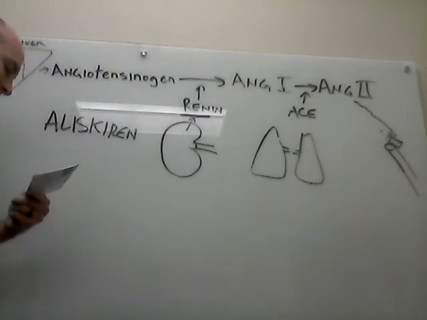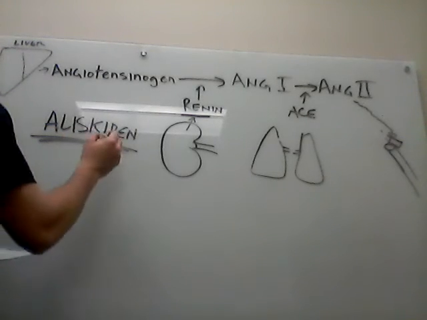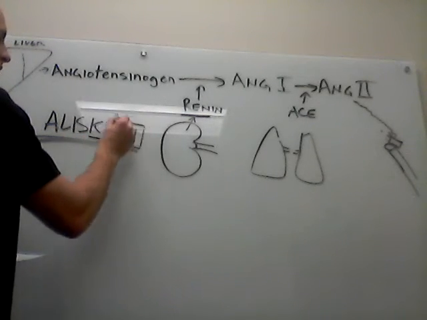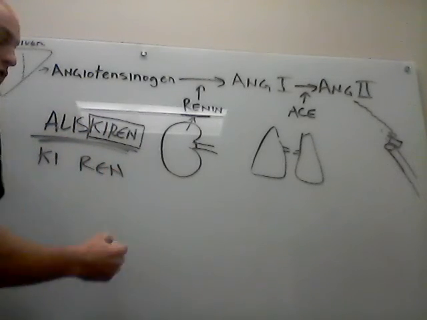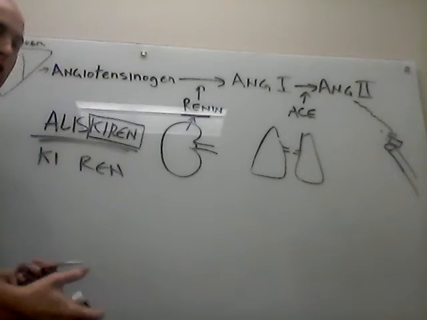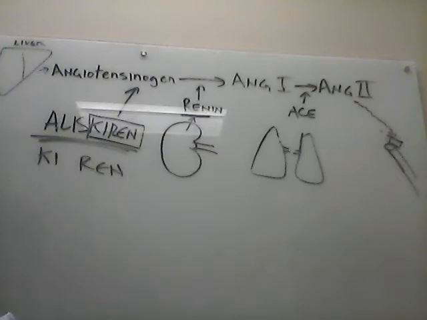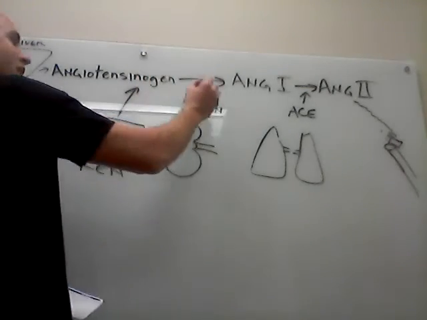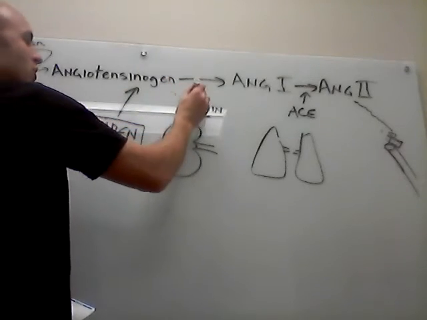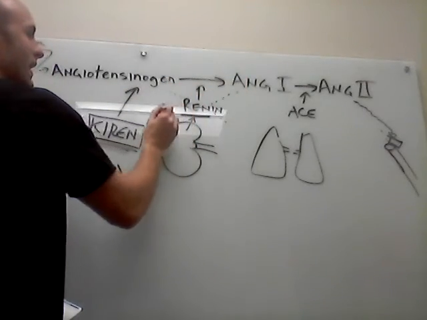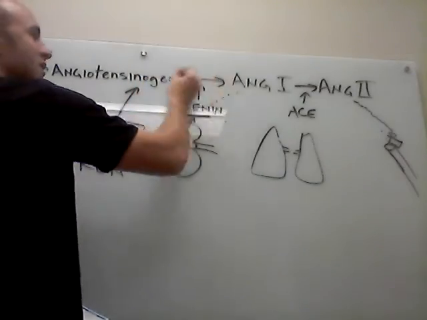Well, what Aliskiren does is you can think of it as killing renin. It doesn't actually kill renin. What it does is it turns off the effects of renin. Aliskiren goes up here, binds to angiotensinogen, and prevents renin from being able to bind to it. So it essentially turns off this whole process right here. With Aliskiren, this step is prevented.